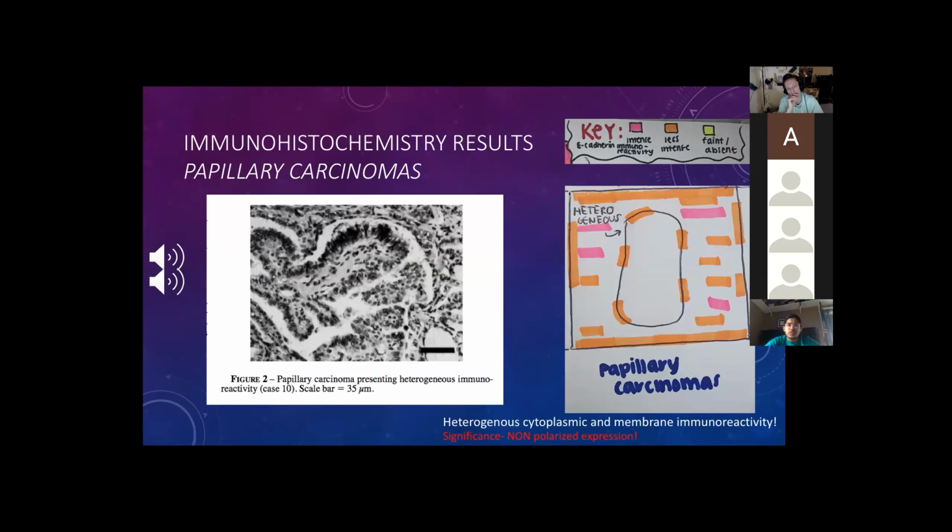For papillary carcinomas, immunoreactivity was generally less than in follicular carcinomas we saw on the last slide. You can see this by the orange color. Also, the immunoreactivity was heterogeneous, meaning that positive areas coexisted side by side with negative areas. You can see this by the gaps of orange around the membrane. These carcinomas had more strong cytoplasmic staining. You can see some added pink in the cytoplasm.